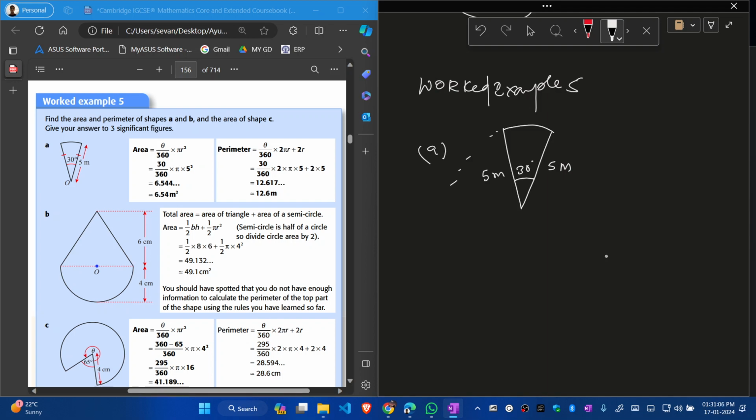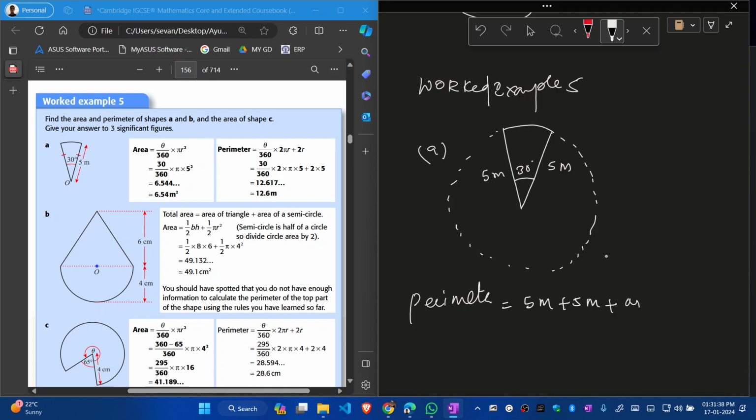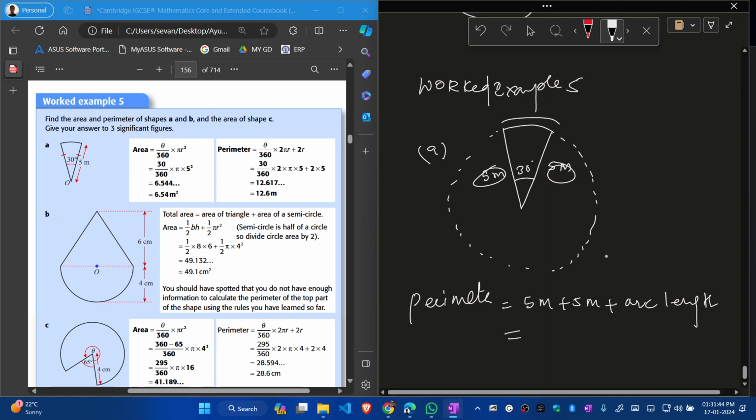Actually it is a complete circle, and from there we have taken a part. What you have to find is the area and perimeter of this shape. First we can find the perimeter. It's kind of like a triangle, but we can exactly find the perimeter of this one. For perimeter, you add all the sides: 5 meters plus 5 meters plus this arc length.